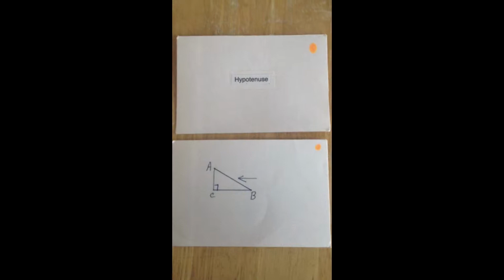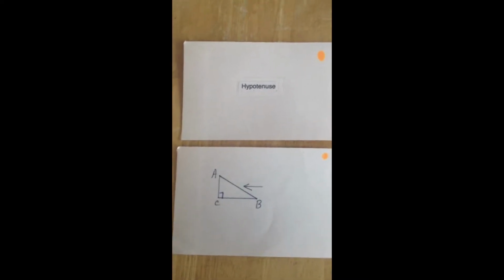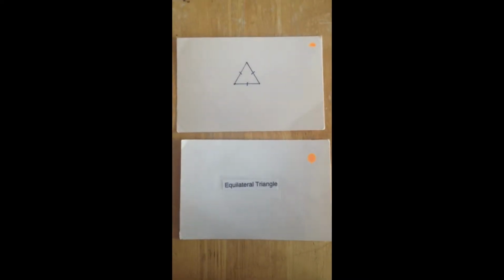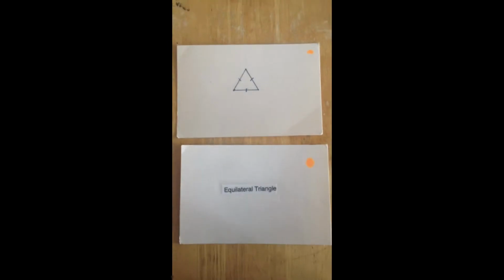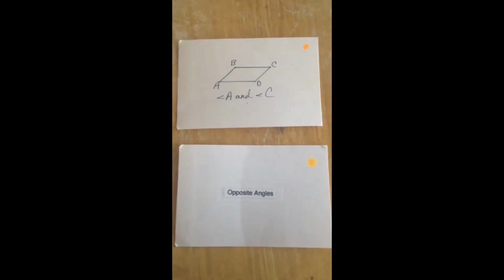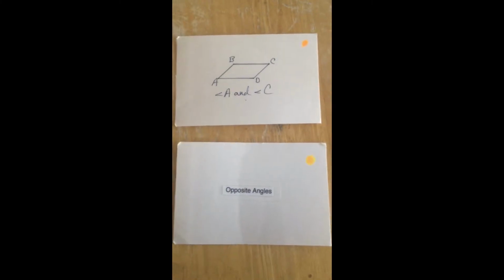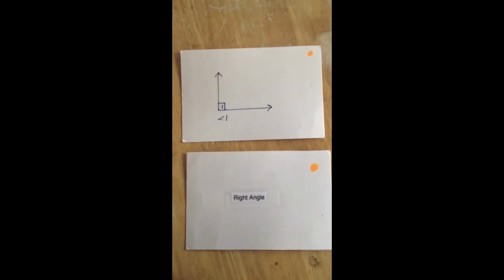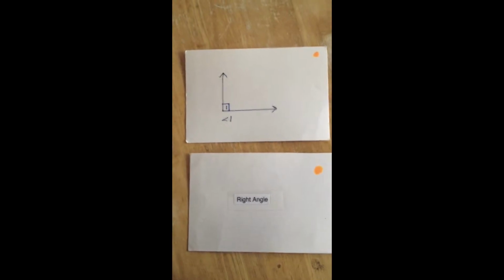A hypotenuse is the side opposite the right angle in a right triangle. An equilateral triangle is a triangle with all equal sides and angles. When two lines intersect, four angles are formed. The angles that are directly opposite each other are called opposite angles. Right angles are angles that equal 90 degrees.